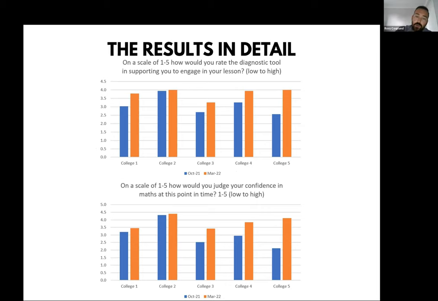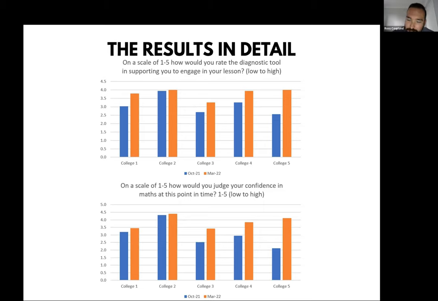the colours there, the blue bars that you're seeing is the data gathered in October 2021. And the orange data reflects window two of March. And those are the questions that I was just referring to. So as you can see there, on a scale of 1 to 5, how would students rate that diagnostic tool in supporting them to engage in their lesson? And this was gathered, as mentioned, through the Google form or through a paper-based activity.